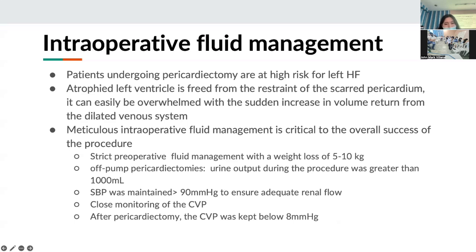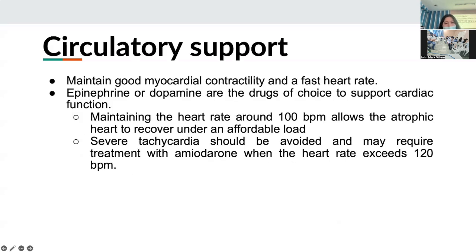And then close monitoring of the central venous pressure also helped to guide management decisions. Many patients were noted to have elevated central venous pressure around 15 to 20 millimeters of mercury prior to the surgery. And then after pericardiectomy, the central venous pressure was kept below 8 millimeters of mercury. Post-operatively, it is also important for patients to maintain.